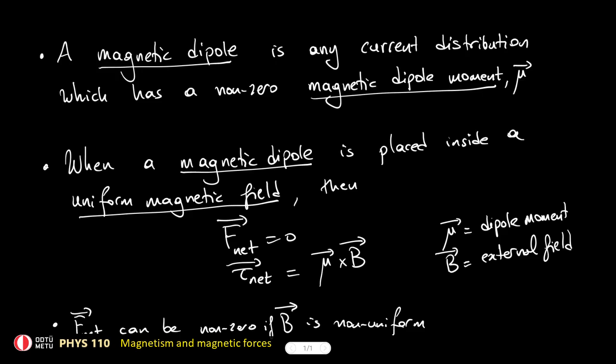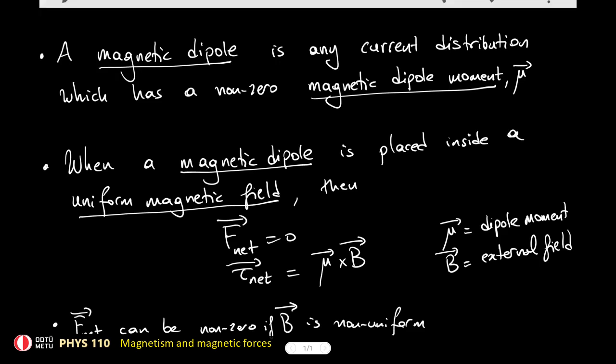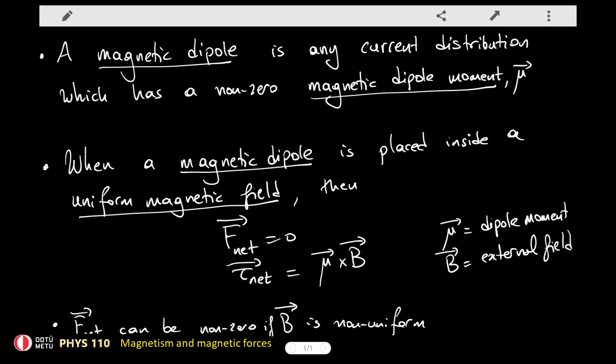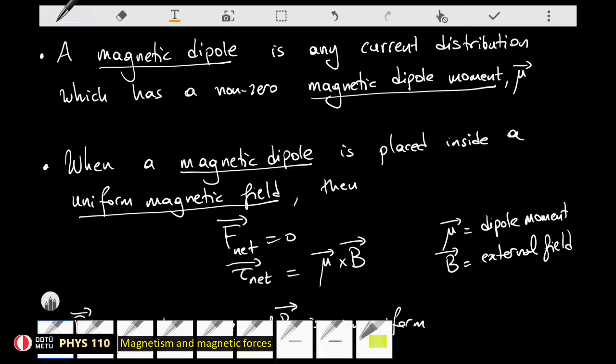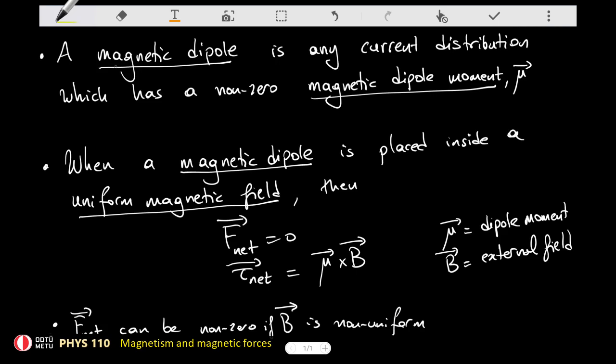Now we are going to talk about the behavior of magnetic dipoles inside magnetic fields. For this purpose, I'm just going to provide this definition in here. A magnetic dipole is any kind of a physical system that has a magnetic dipole moment. Right? A circuit, a current carrying circuit, is an example of this.